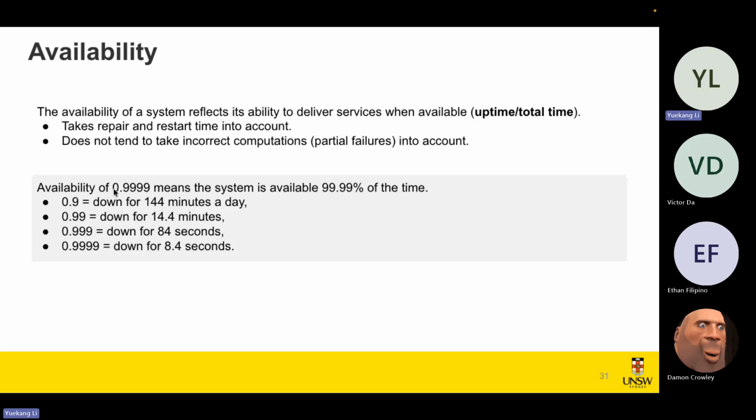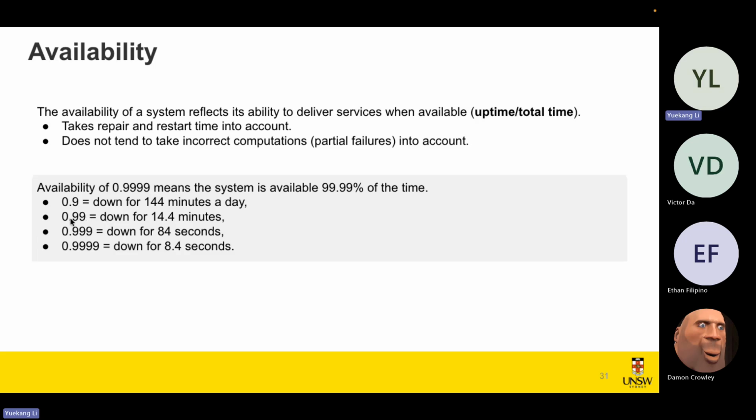An availability of 0.9999 means that a system is available 99.99% of the time. To give you a feeling of what the number means, if we have an availability of 0.9, it means that there's roughly 2 hours of downtime every day.